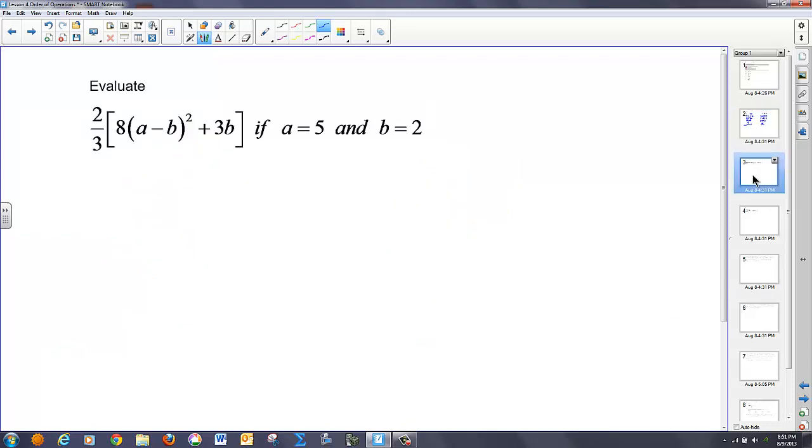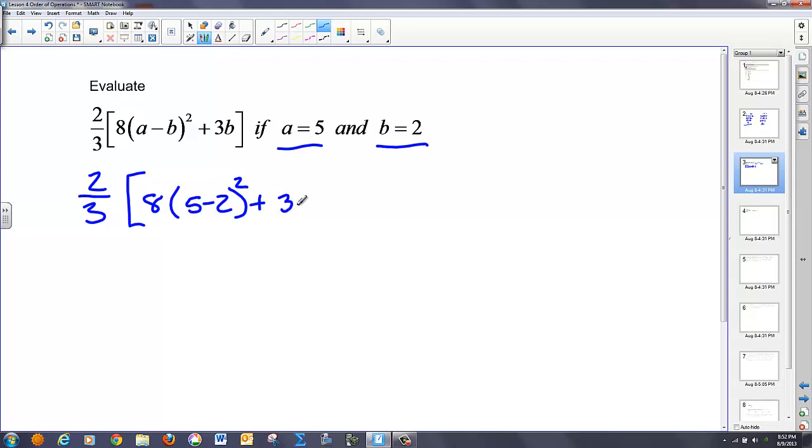Now in this case, it asks us to evaluate this expression. However, they say if I know that the A values are worth 5 and the B values are worth 2, so what we're going to do is every time we see an A, we're going to substitute a 5 in for that variable, and every time we see a B, we're going to substitute a 2 in. So I have 2/3, and when I have a bracket following that, that means multiplied by 8 times the quantity of 5 minus 2, and that's squared, plus 3b, which is a multiplication of 3 times 2. And we'll close the brackets off.